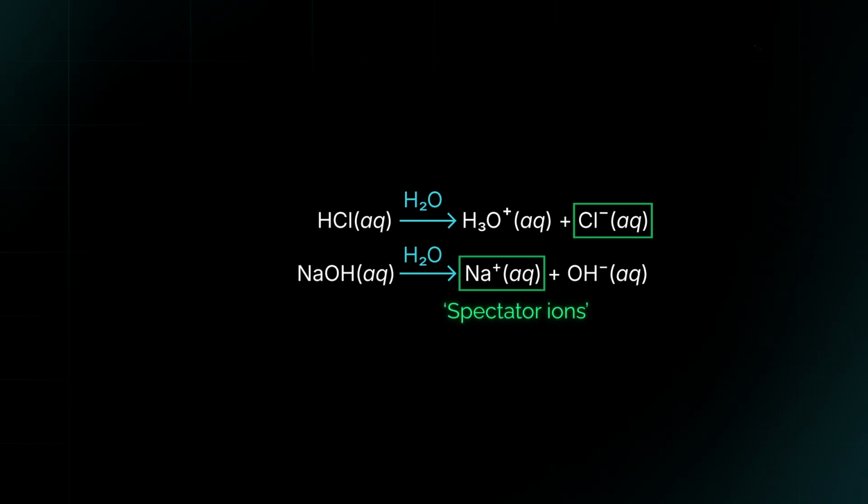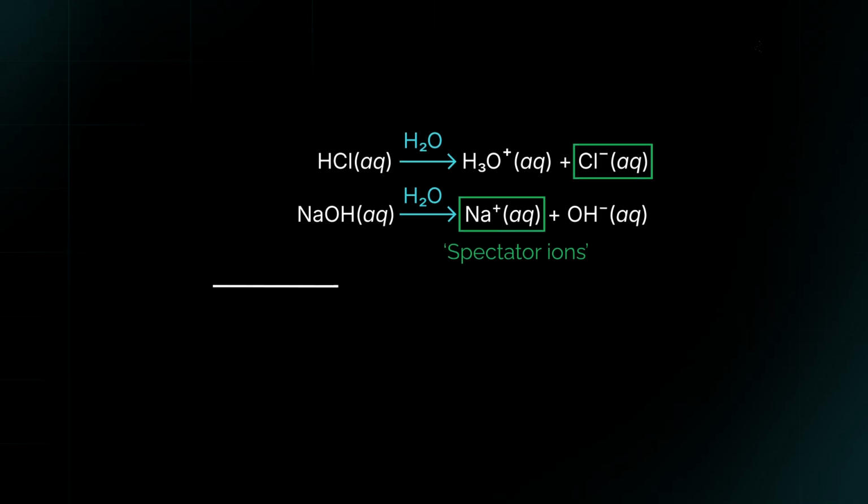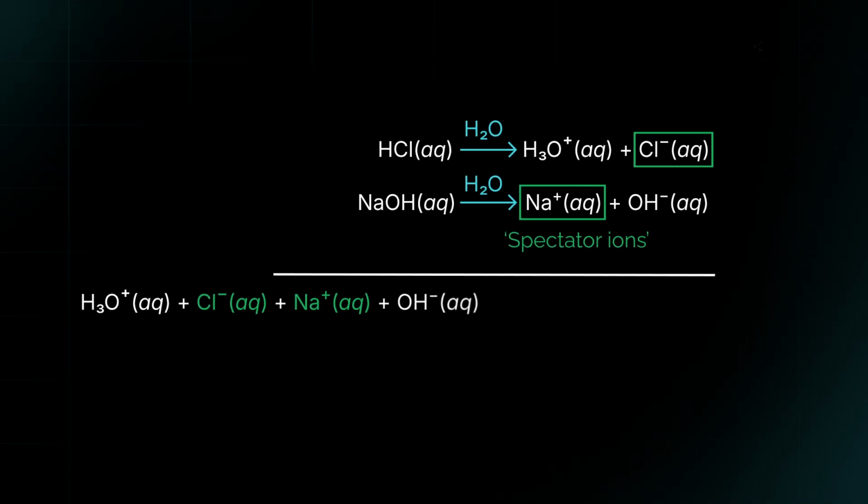We call them spectator ions because they just watch from the sidelines as the hydronium ion and hydroxide ions fight it out. When the battle between one HCl unit and one NaOH unit is done, the two ions have neutralized each other, forming a water molecule that fades into the aqueous solution. This leaves only the spectator ions, sodium and chloride, floating freely in the water.